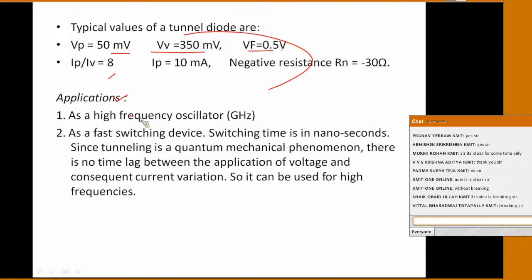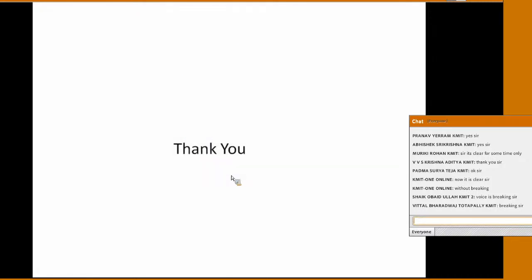They are used in high frequency oscillators. It is a very fast switching device. Switching time is in the nanoseconds. Since tunneling is a quantum mechanical phenomenon, there is no time lag between application of the voltage and the current variation. Okay, this is with respect to your tunnel diode concept.